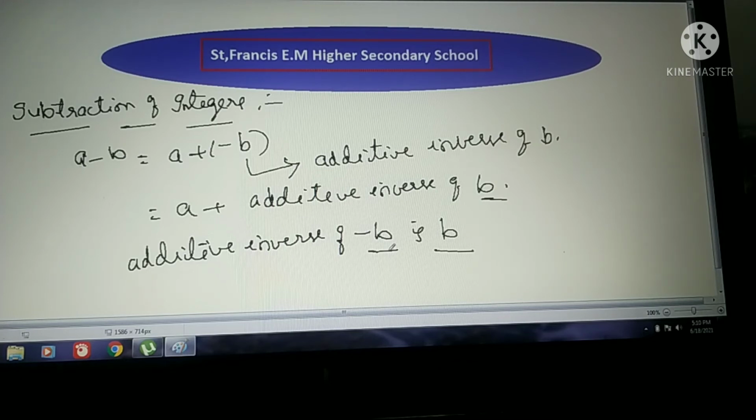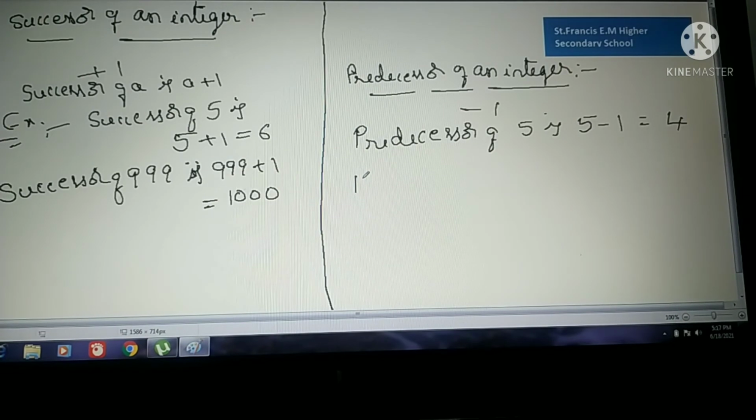Now we will see successor and predecessor. Now see successor of an integer. Successor of an integer means the next number, the next number of the given integer. That means we have to add plus 1 to the given number. Now see here, successor of a is a plus 1. For example, successor of 5: we have to add plus 1 to the given number. 5 plus 1 will become 6. Successor of 999 is 999 plus 1, that equals 1000.